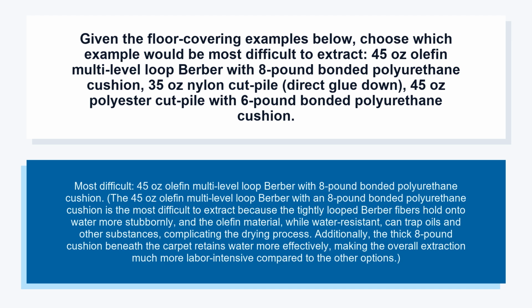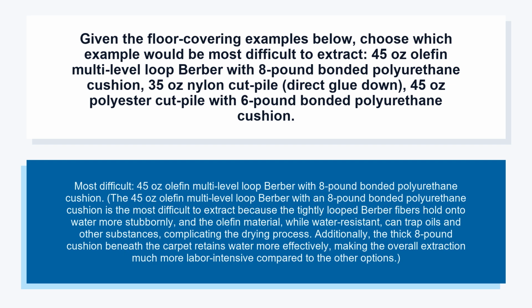The 45 ounces olefin multi-level loop Berber with an 8-pound bonded polyurethane cushion is the most difficult to extract because the tightly looped Berber fibers hold onto water more stubbornly, and the olefin material, while water-resistant, can trap oils and other substances, complicating the drying process. Additionally, the thick 8-pound cushion beneath the carpet retains water more effectively, making the overall extraction much more labor-intensive compared to the other options.